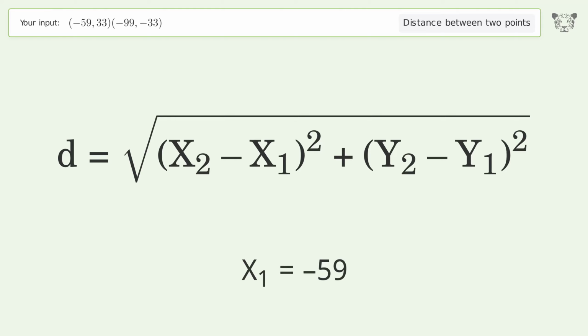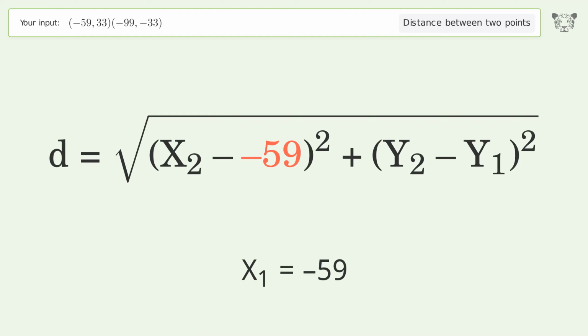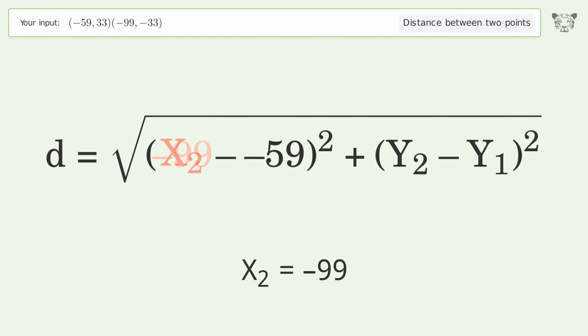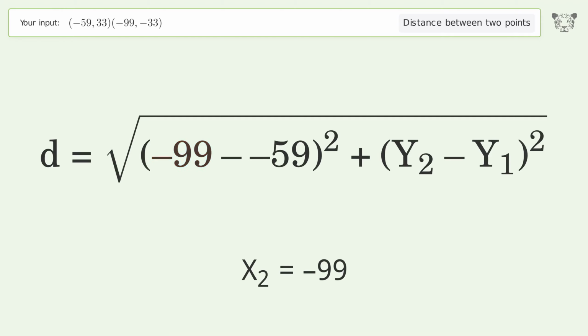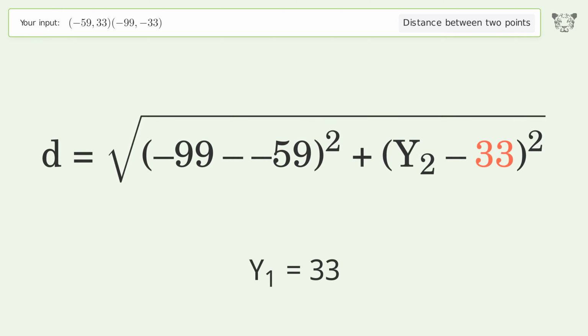x1 equals -59. x2 equals -99. y1 equals 33. y2 equals -33.